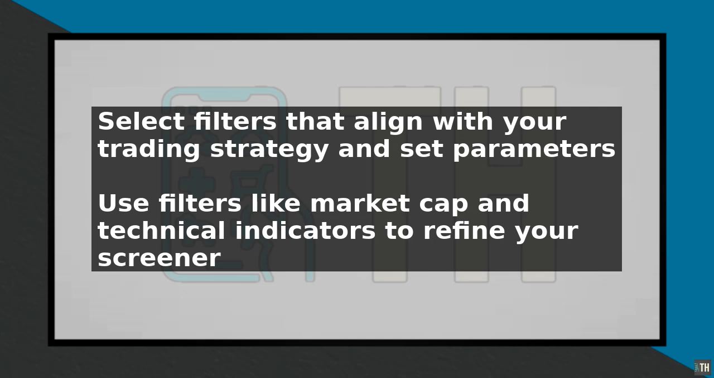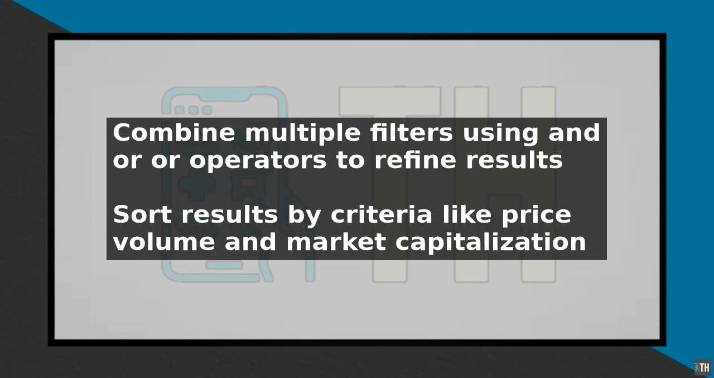For example, if you are looking for stocks with a market capitalization of over $1 billion, you would select the market cap filter and set the parameter to greater than 1 billion. As you add filters, the screener will automatically update to show you the number of stocks that meet the criteria. You can also use the watchlist feature to save your screener and receive alerts when new stocks meet the criteria.